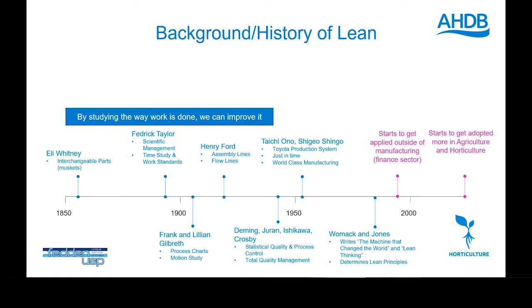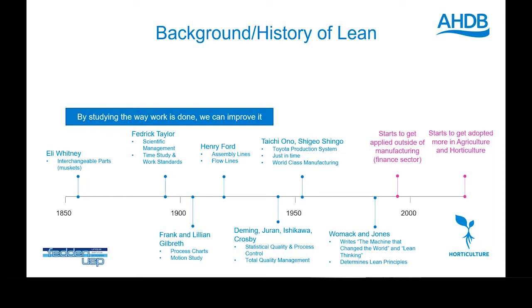Along the bottom there, there are some other people that I'll mention, Deming, Juran, Ishikawa and Crosby, that were doing some other interesting things in the West around process control and quality. But what happened post-war when Japan didn't have any money and they had to become really efficient? They picked up a lot of these techniques from Henry Ford, but picked up some of the weaknesses.